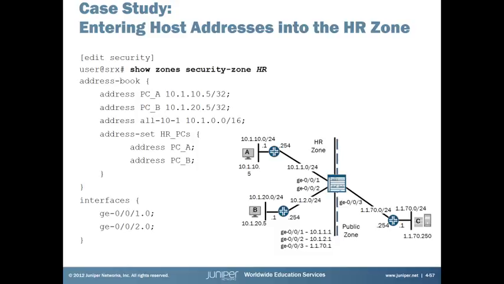Okay, and we've got a couple of interfaces in our zone. So that's our address book that we've set up there. We've got an address set, which is called HRPCs, which is PCA and PCB. The benefit of setting up that address set means that we can simply reference the term HRPCs in our policy, and that will include PCA and PCB. Alright, so that's our HR zone.